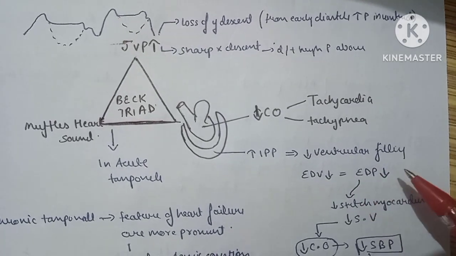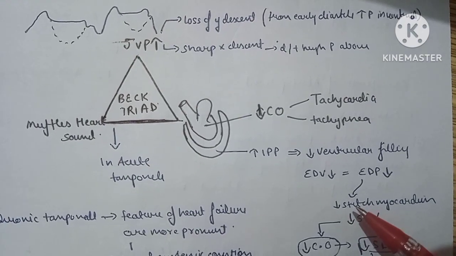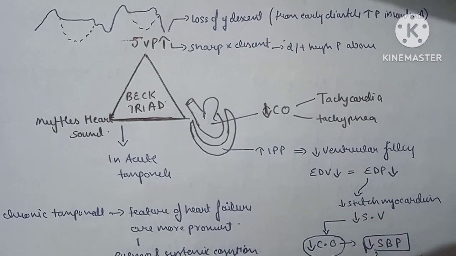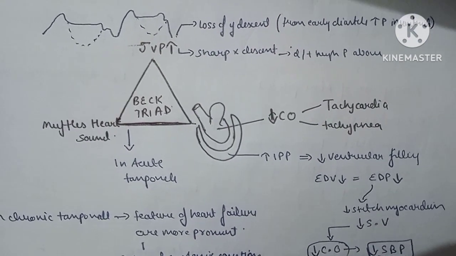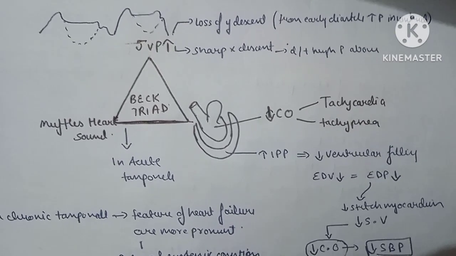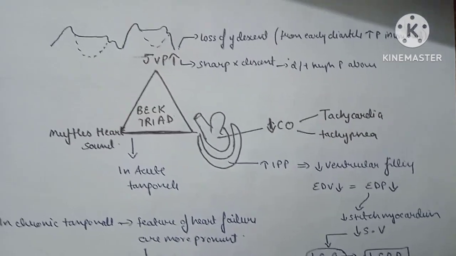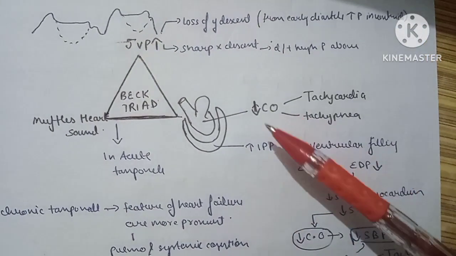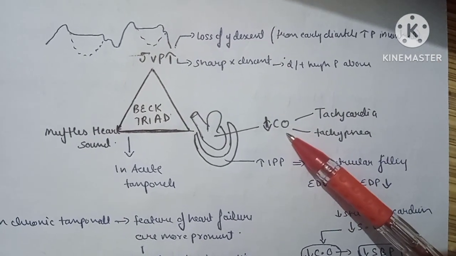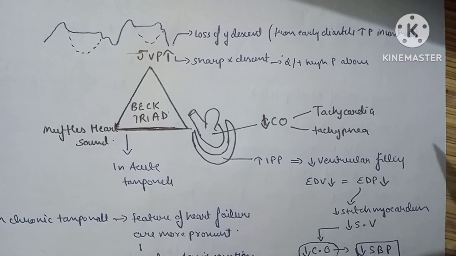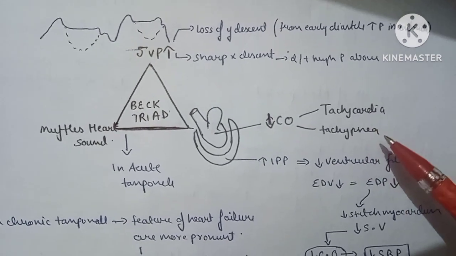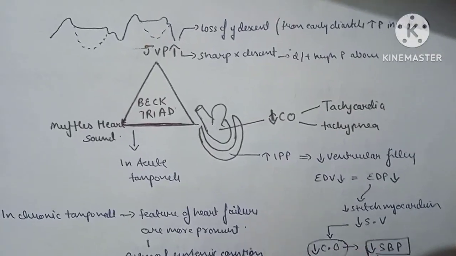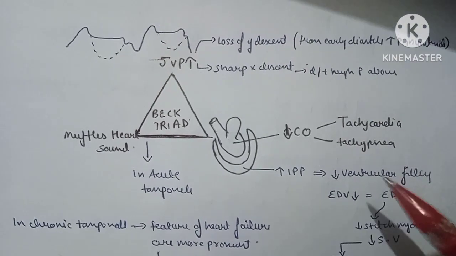According to the Frank-Starling law, if the pressure is low, the stretch of the myocardium will be less, and if the stretch is less, the stroke volume will be less. So if the stroke volume is less, we know the cardiac output will become low, and as the cardiac output is low, the systolic blood pressure of the patient will be low. So a patient of cardiac tamponade will have decreased systolic blood pressure as well as decreased cardiac output, and this decreased cardiac output will lead to reflex tachycardia as well as reflex tachypnea. So when understanding Beck's triad and saying we have decreased cardiac output and decreased systolic blood pressure, we must know the patient also has reflex tachycardia and reflex tachypnea.